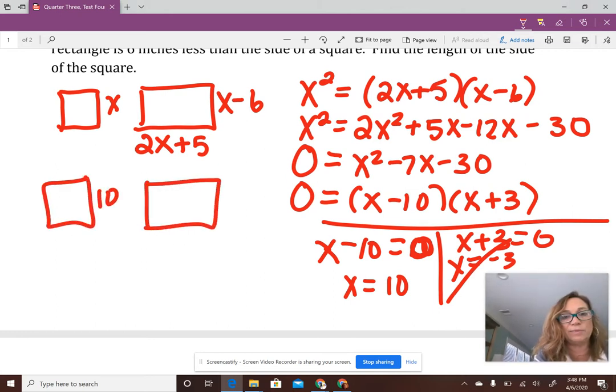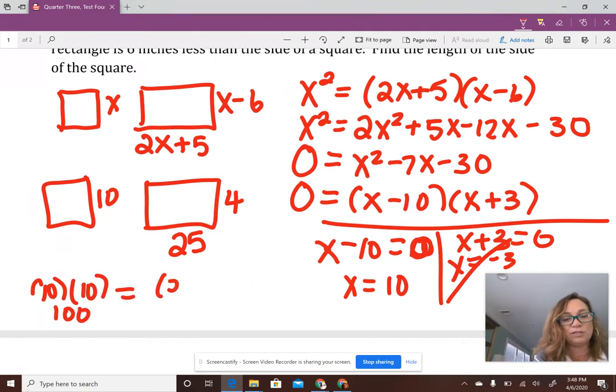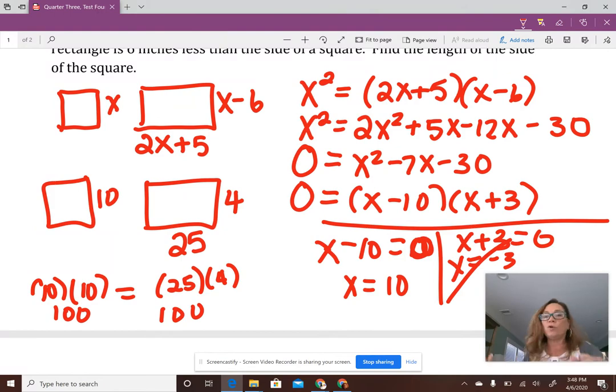And then that gives me 10 minus 6 is 4. 2 times 10 is 20, plus 5 is 25. And this works because 10 times 10 is 100, and so is 25 times 4. This works, it works.